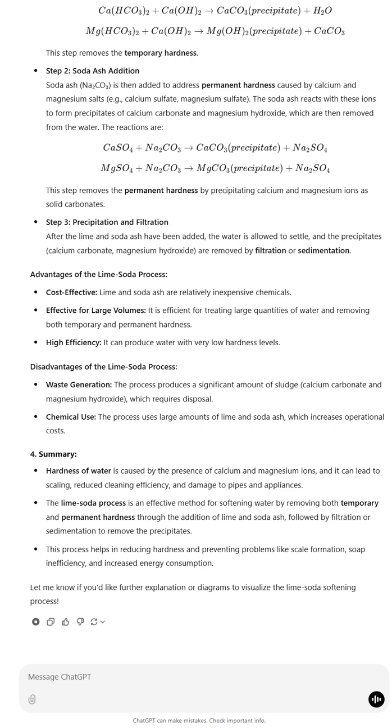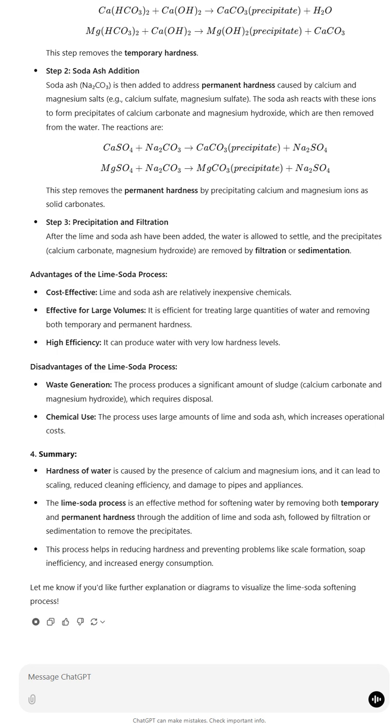4. Summary. Hardness of water is caused by the presence of calcium and magnesium ions, and it can lead to scaling, reduced cleaning efficiency, and damage to pipes and appliances. The lime soda process is an effective method for softening water by removing both temporary and permanent hardness through the addition of lime and soda ash, followed by filtration or sedimentation to remove the precipitates. This process helps in reducing hardness and preventing problems like scale formation, soap inefficiency, and increased energy consumption.